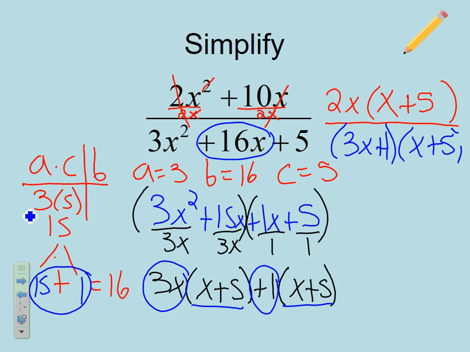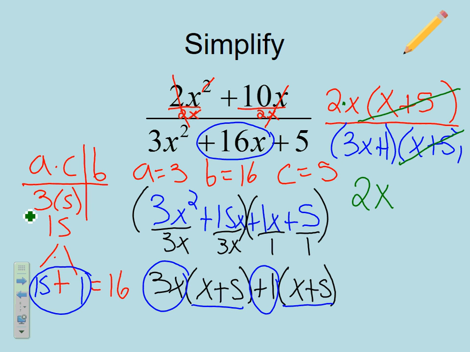Now remember, when we cancel, we can only cancel things that are exactly the same. So if I look at the top, I don't have any multiples of 2, so that has to stay. On the top and bottom, I don't have x's, so that has to stay. But I do have, in parentheses, x plus 5 on the top and the bottom. So since they are exactly the same, I can cancel them out.